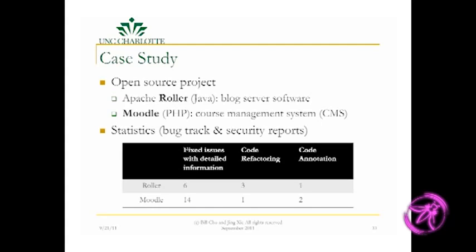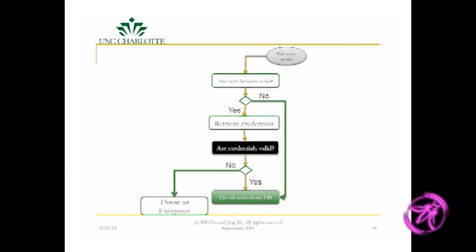Moodle has 14 security patches. 1 of them is in the validation and encoding space. 2 of them are CSRF, right? And that could be caught by code annotation. And I'll give you these examples in detail, so hopefully you can see how this might work.